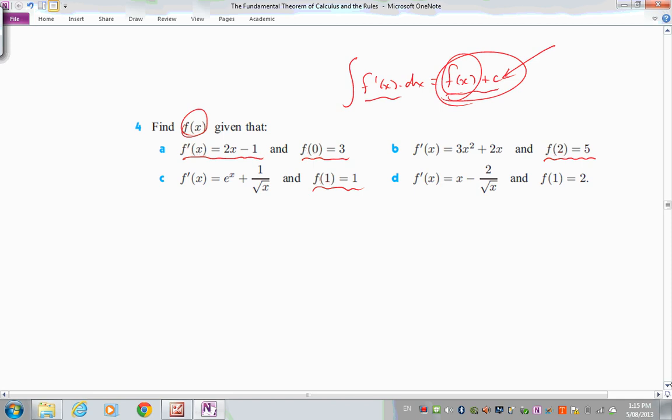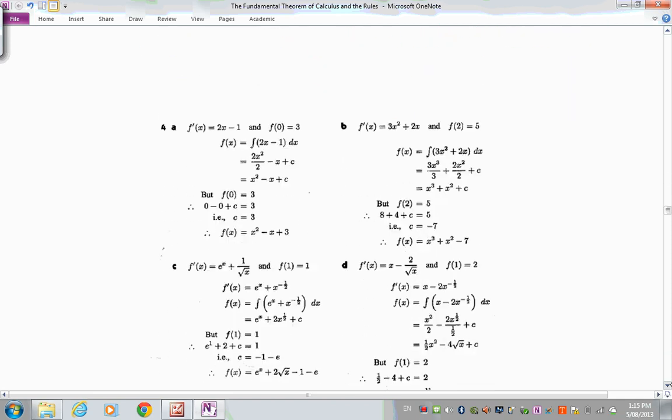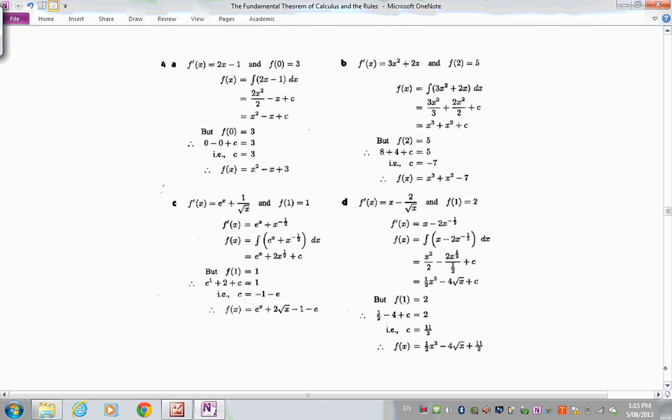Let's go on now and have a look at the answers. Okay, so there we have question 4. With our little evaluations at the end, substituting in the given information and the function value so that we can come up with a unique function.